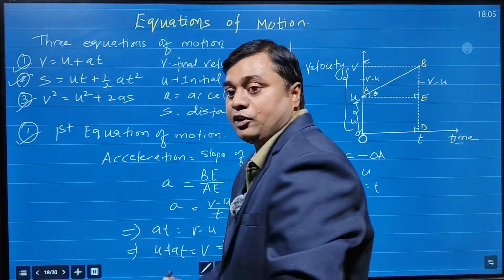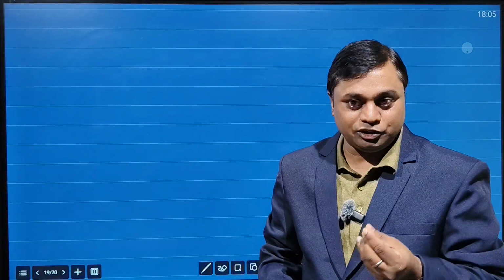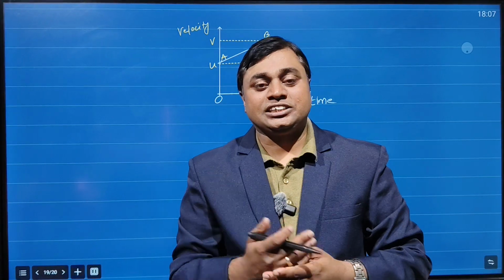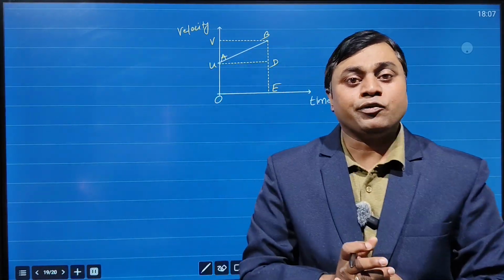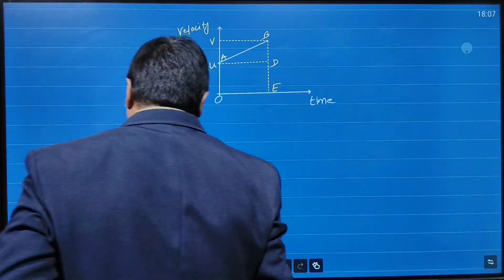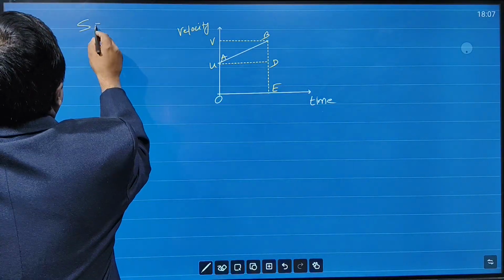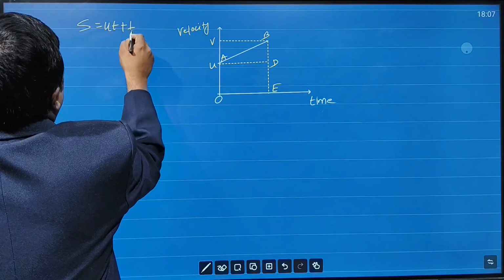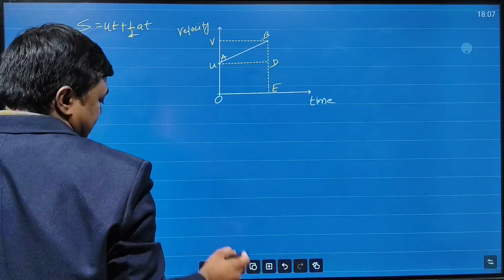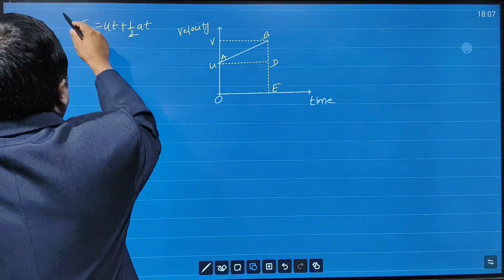Next we will learn the second equation of motion. What is the second equation of motion? S is equal to ut plus half at square. This is the second equation we are going to derive.